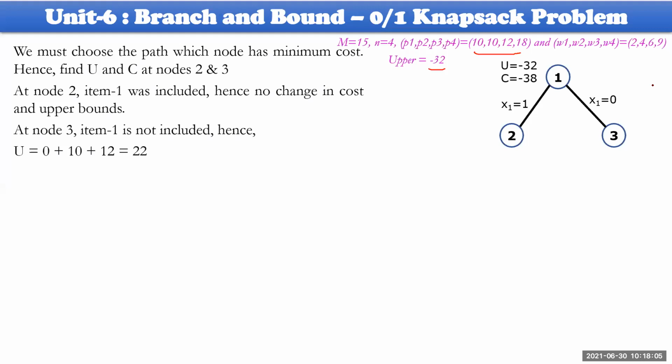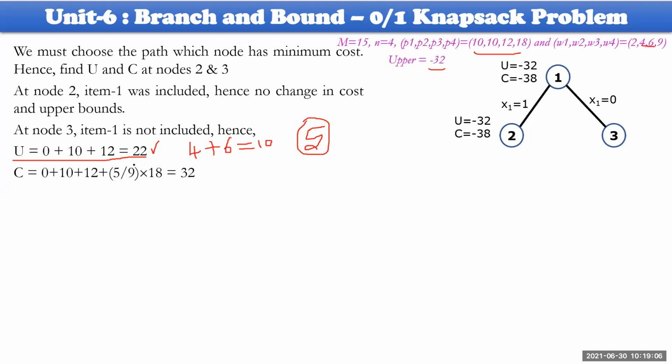But at node 3, item number 1 has not been included, but we have included items 2, 3 and 4. So 2 can be placed completely, that is 4, and 3 can be placed completely, that is 6. So 4 plus 6 is 10. 10 plus 9 is 19, which is greater than the capacity of the knapsack. Therefore, the fourth item cannot be placed in the calculation of the upper bound. So the weight of the second item, 4, plus the weight of the third item, 6, equals 10. Still 5 more units of space are available in the knapsack. Can you place the fourth item of weight 9 within 5 units? No, it is not accommodated. So we finish the work at that place.